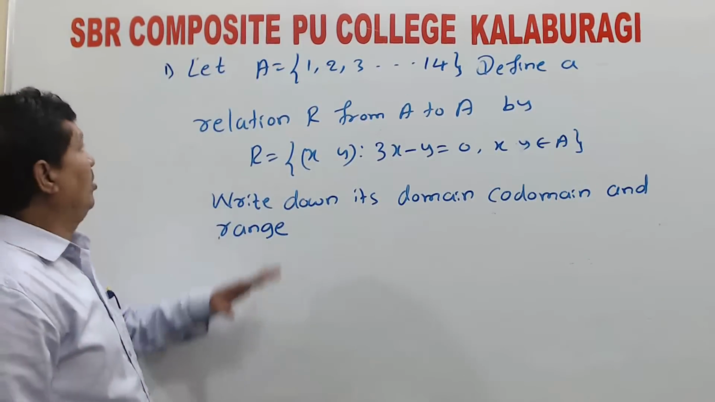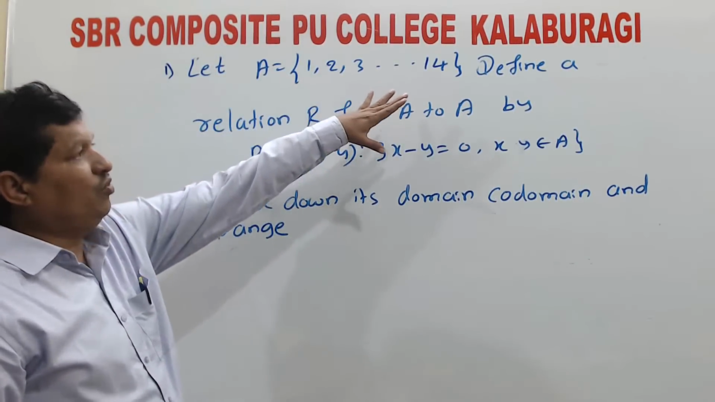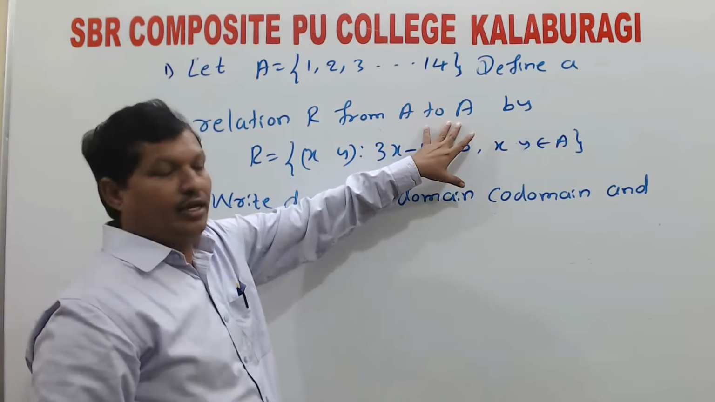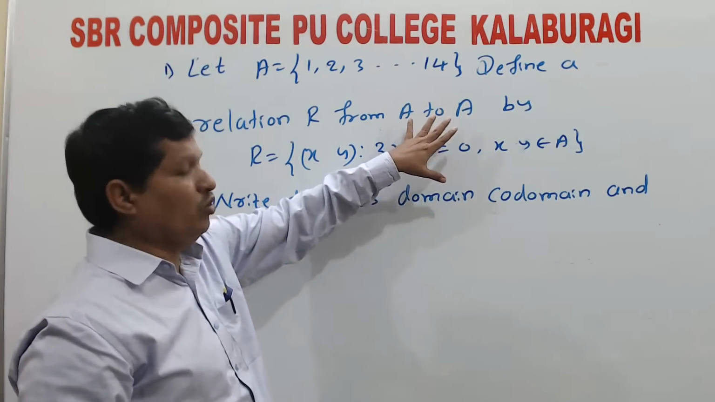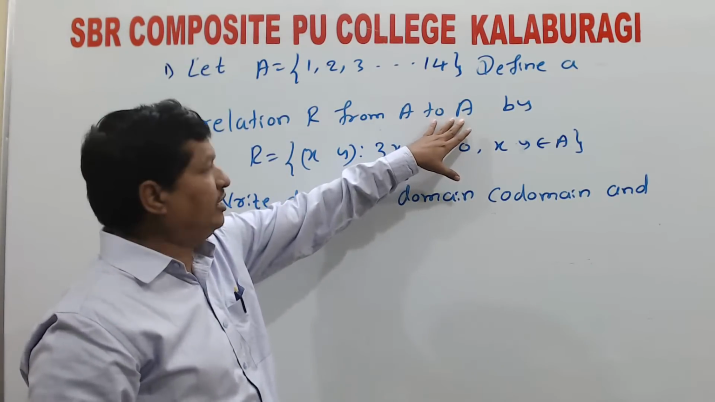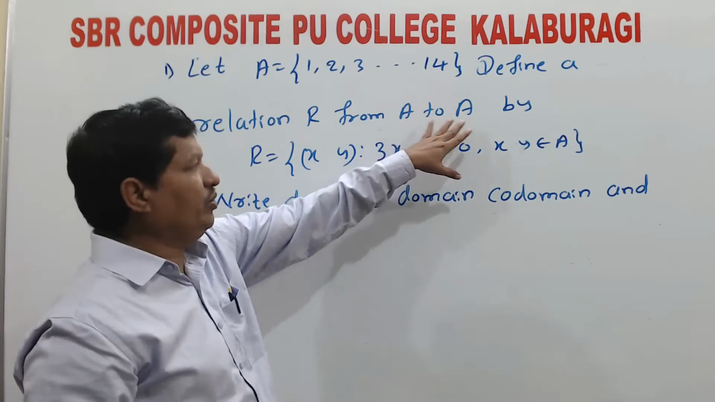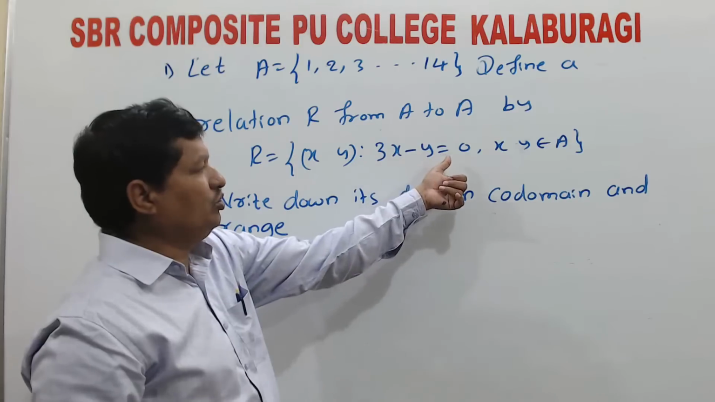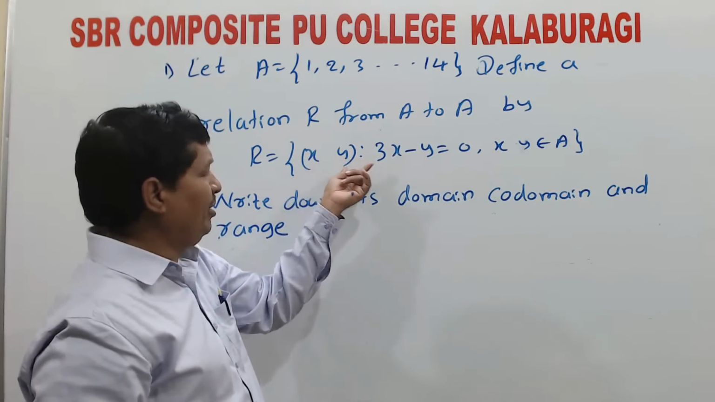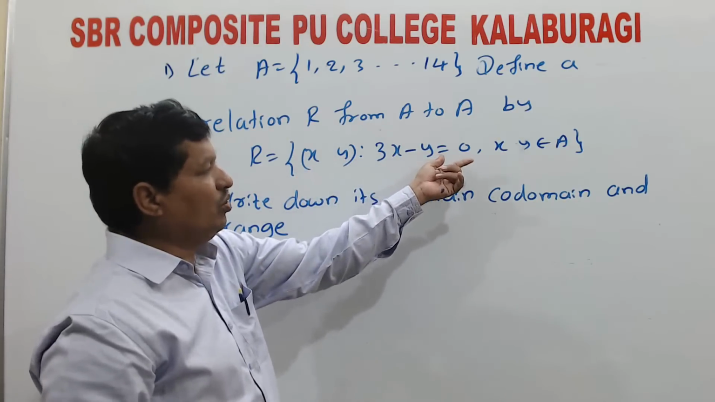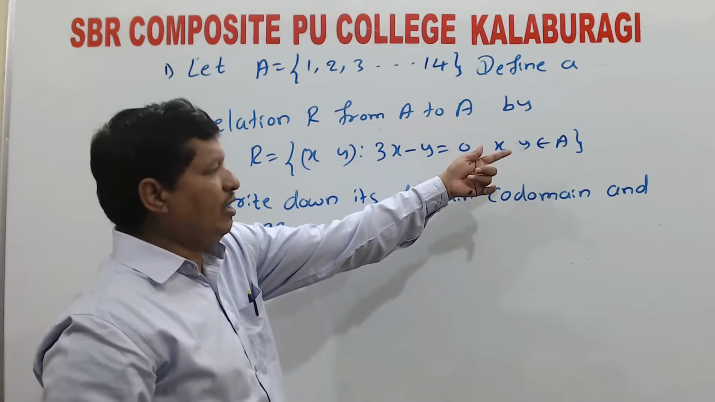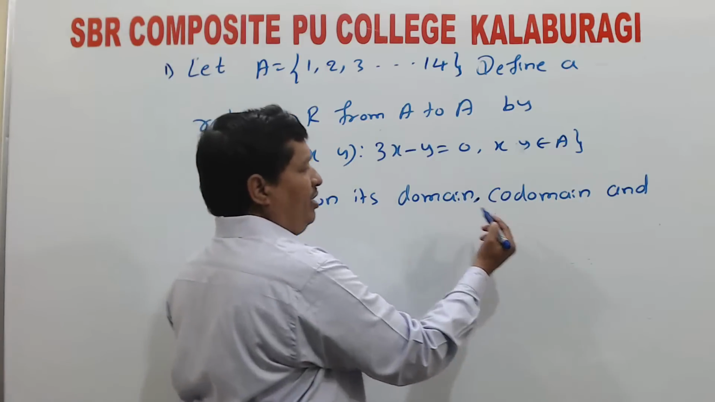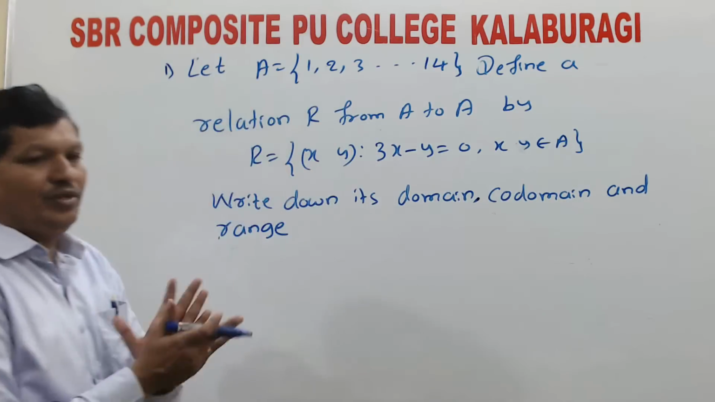First, what is given. Let A equal to 1, 2, 3, up to 14. Define a relation R from A to A. A to A means, if you have two different sets it would be A to B, but here the domain is A and the second set is also A. The relation from A to A is R equal to (x, y) such that 3x minus y equal to 0. What type of relation is between the first and second element? 3x minus y equal to 0, where x, y are elements of the set A. You have to find the domain, codomain and range.